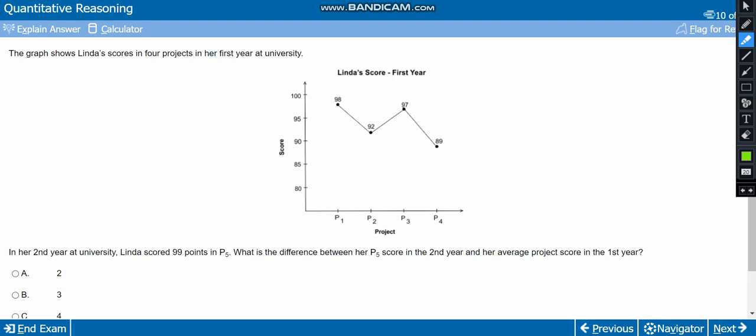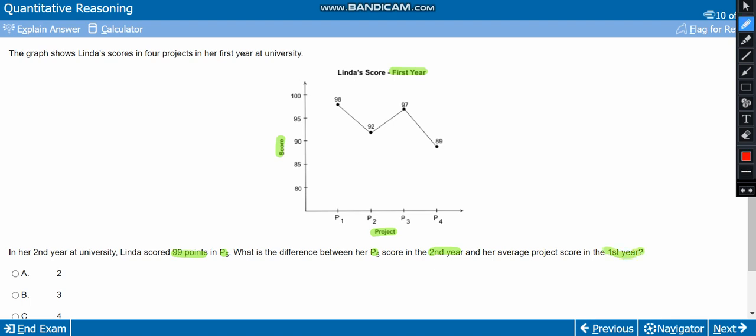In this question, we're given a graph of Linda's scores in her first year. Here we have her score on the y-axis and which project it was on the x-axis. We're told in her second year at university, she scores a 99 on her fifth project. And we're asked to find the difference between her fifth project score in the second year and the average project score in her first year.